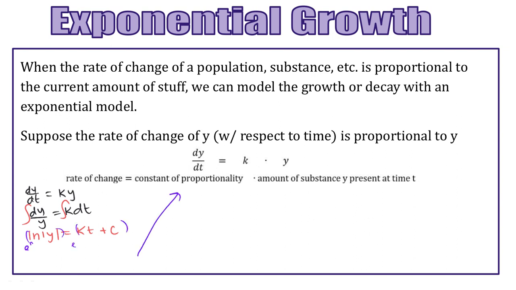That's going to give me the absolute value of y is equal to e to the power of kt plus some constant. And then I'm going to bring that constant down, and I'm going to drop the absolute value, because by changing that constant, we're going to deal with any potential positive, negative sign issues that we would have. So here we have the basic law of exponential growth and decay.